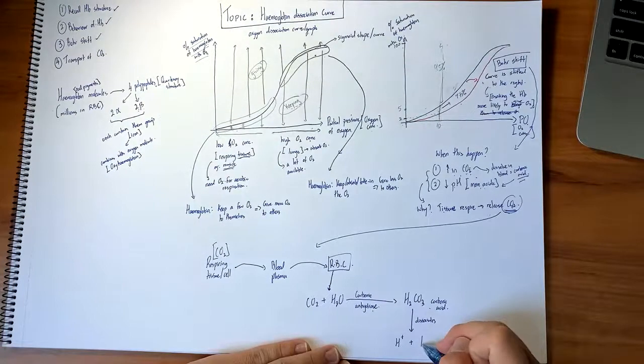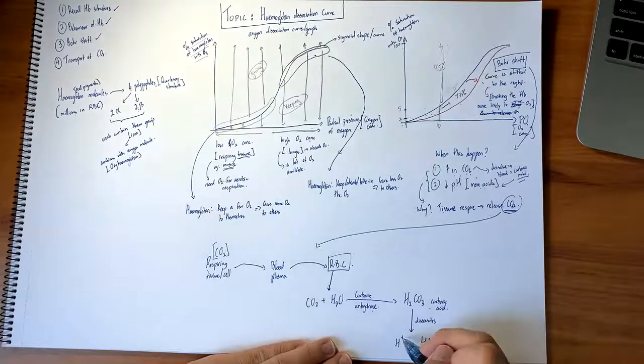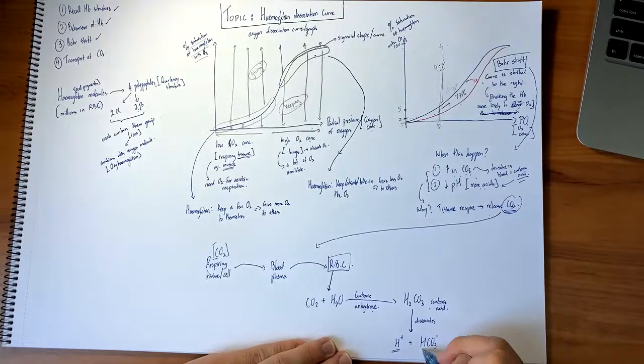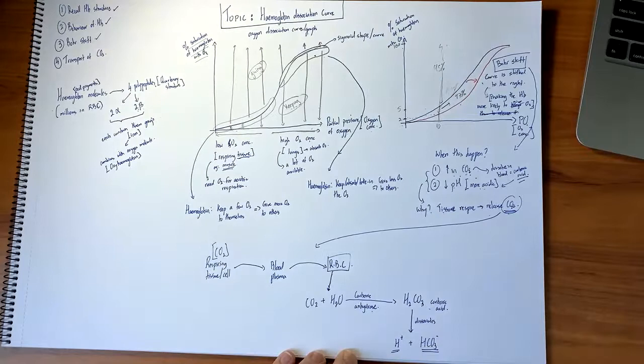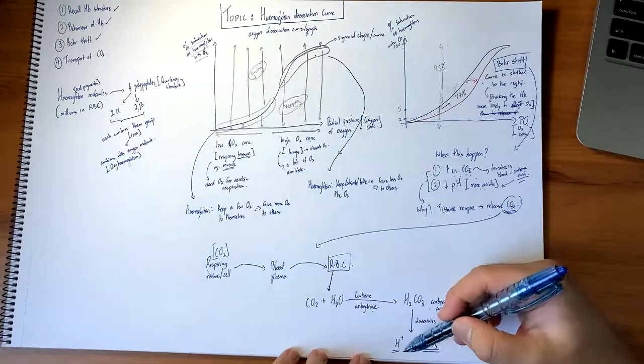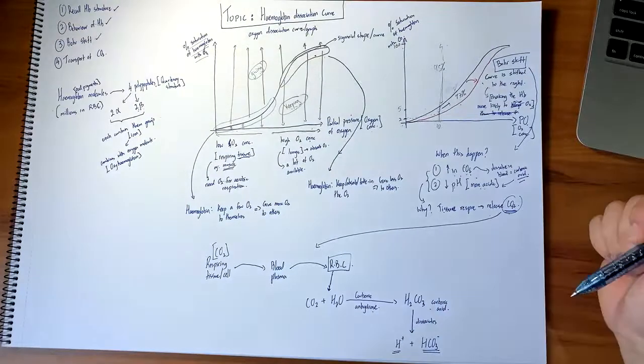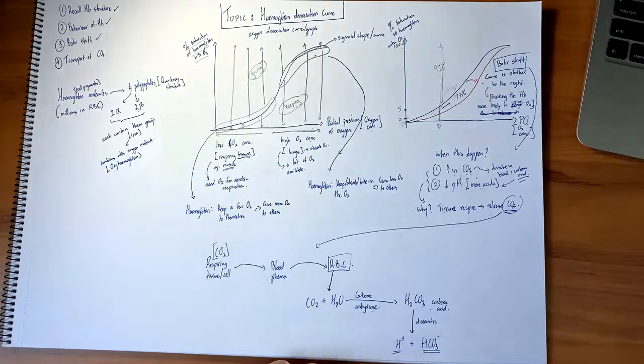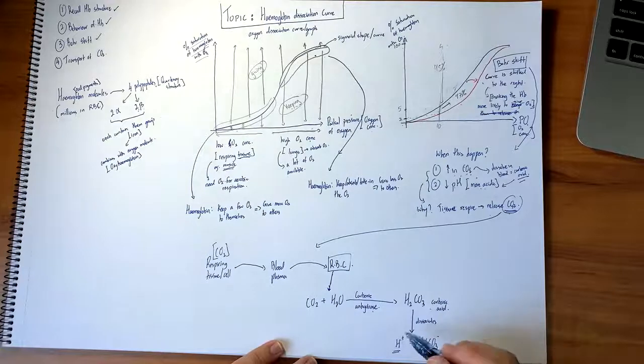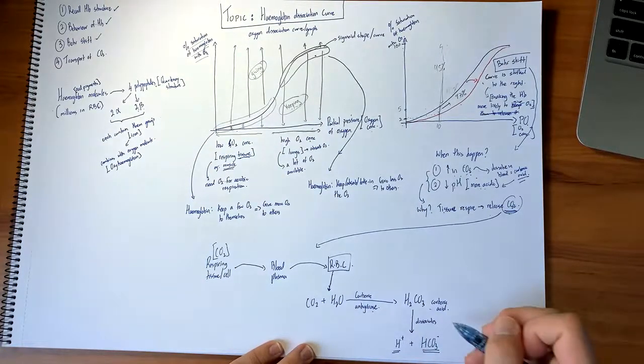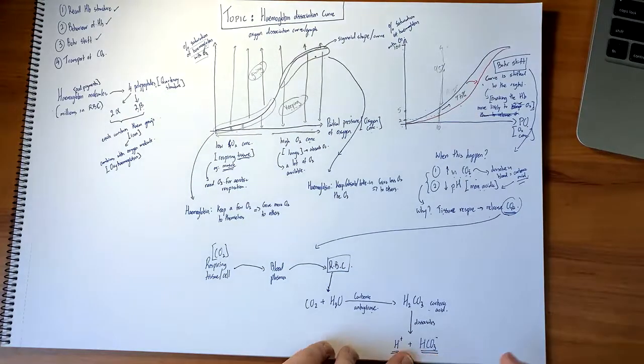HCO3 minus. So they will actually become hydrogen ions and the hydrogen carbonate ions, right? So they become this hydrogen carbonate, HCO3. We'll have a look at HCO3 anyway.